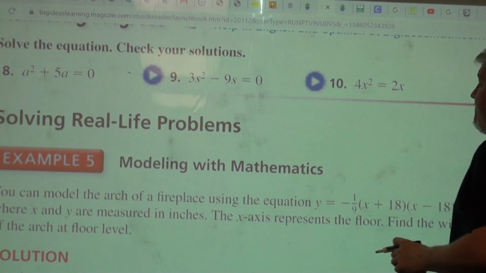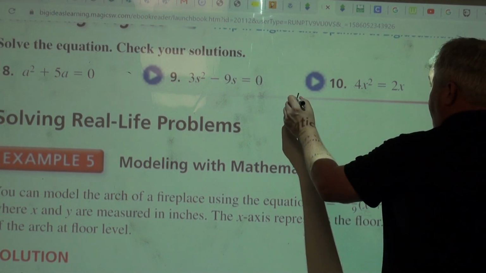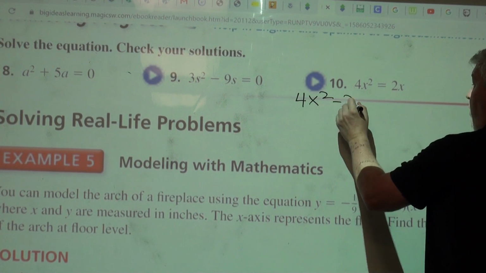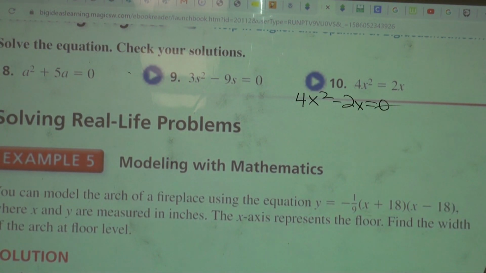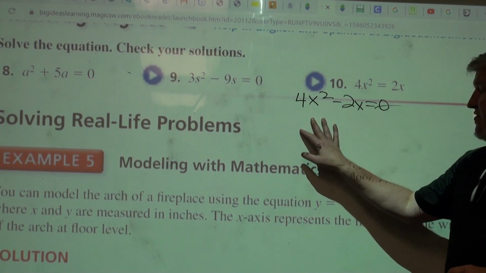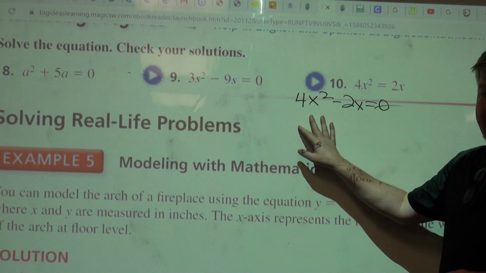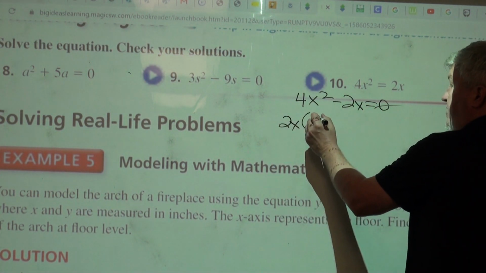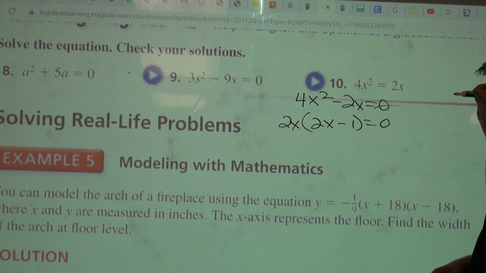Last one, 4x squared equals 2x. 4x squared equals 2x. Again, we need to do the first step. Subtract 2x from both sides, and you get 4x squared minus 2x equals 0. You need to rewrite it first. Then look at your common terms. I can pull out a 2x from both of these terms, 2x. So I pull the 2x out, that leaves me 2x minus 1 equal to 0, and now I solve.